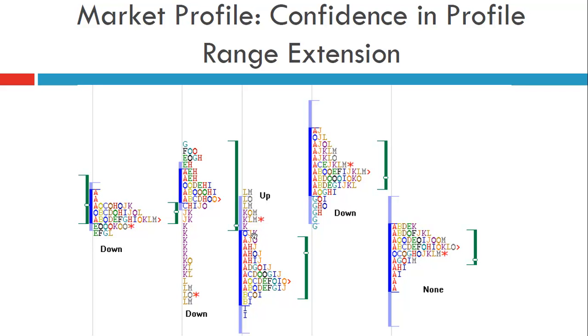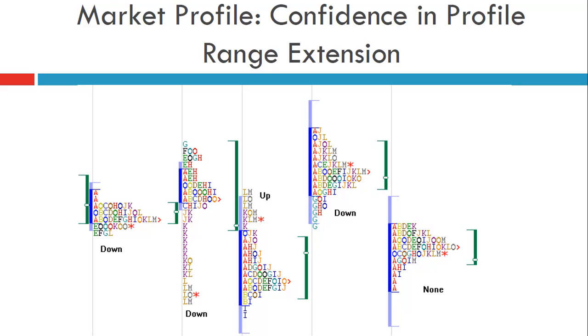But see, because more TPOs are present here, so we know it's on the upside. Here we get it on the downside, and here we do not get any range extension at all. Now this is a typical trait of a range bound market.